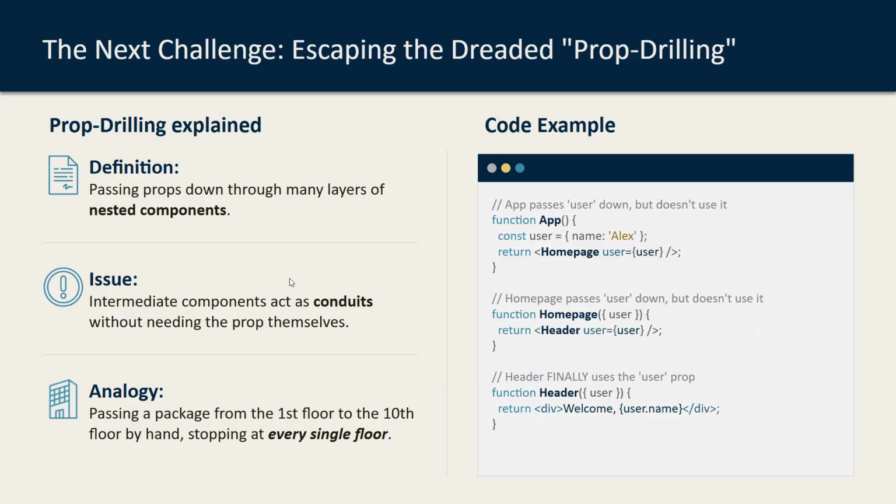Another way to think about it is like passing a package from the first floor to the 10th floor by hand. But the problem is that the package is stopping at every single floor, even though the person on the 10th floor actually needs it. In this example on the right, our App component creates a user object and passes it on to the home page. And while the home page does not require the user, it just passes it down again to the header that may actually use it.